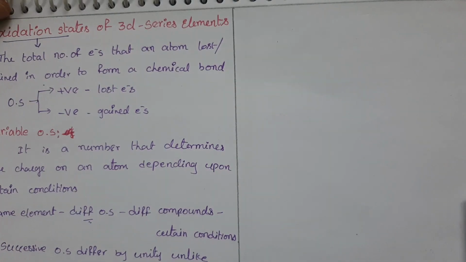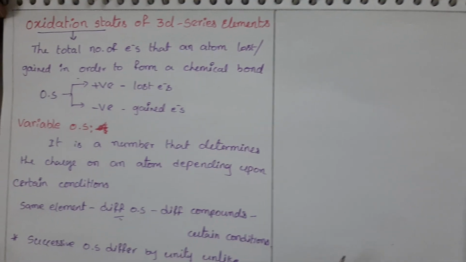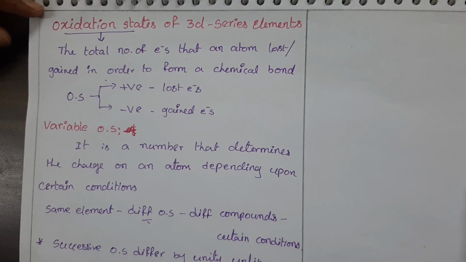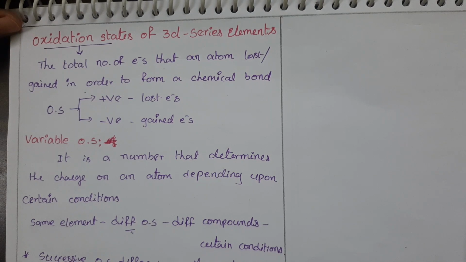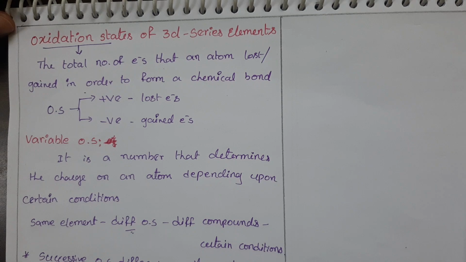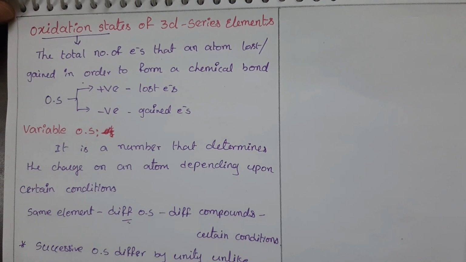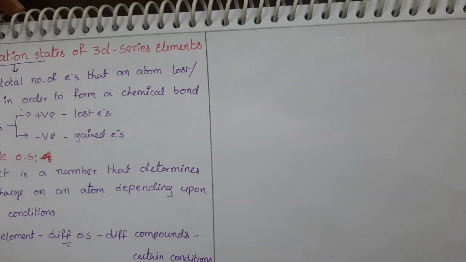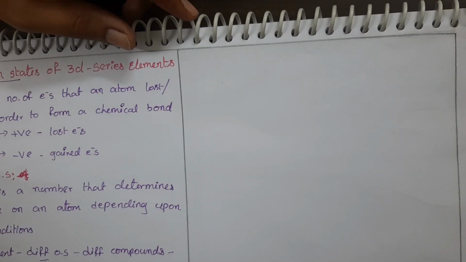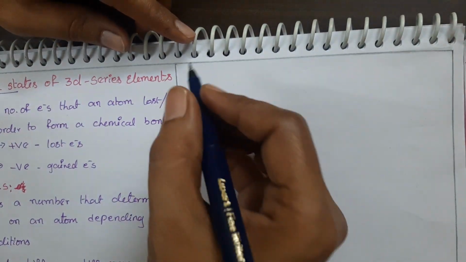So let us see the reason. The D block elements, or especially the transition elements, are showing variable oxidation states. That means these are showing a number of oxidation states in different compounds. The same element is showing different oxidation states in different compounds. So let us see the oxidation states of 3D series elements.